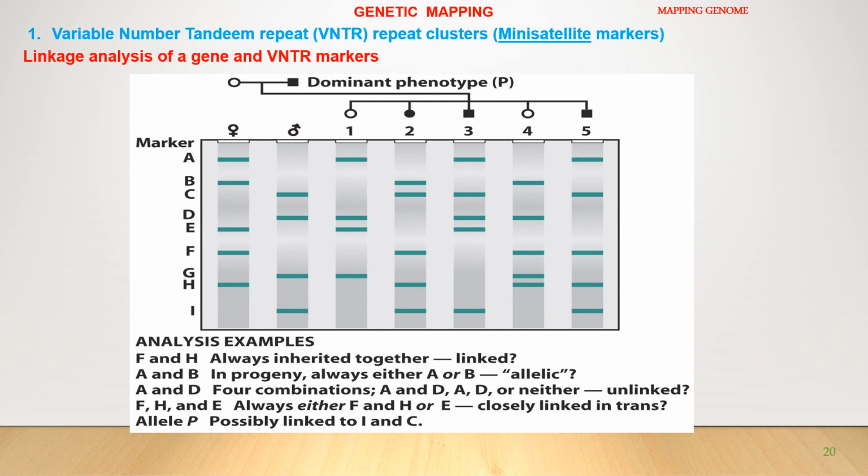Use of VNTRs to create a linkage map. Consider the pedigree given here. The shaded individuals are affected or show characteristics. VNTR markers A, B, C, D, E, F, G, H, and I are used to analyze the DNA profile of individuals.